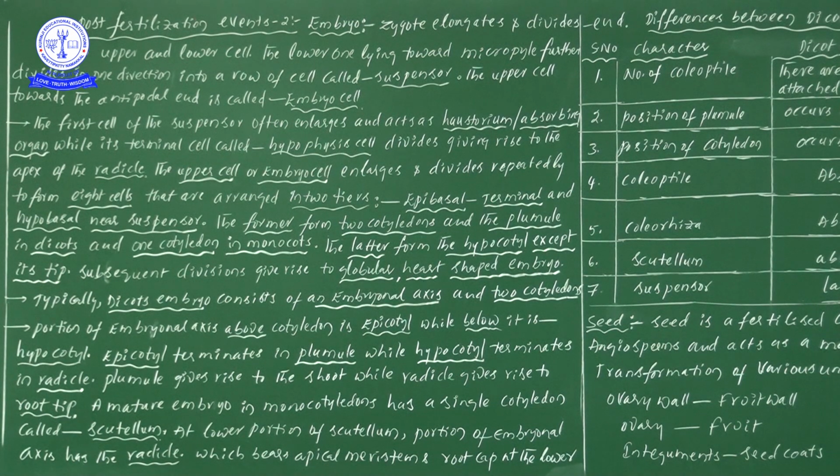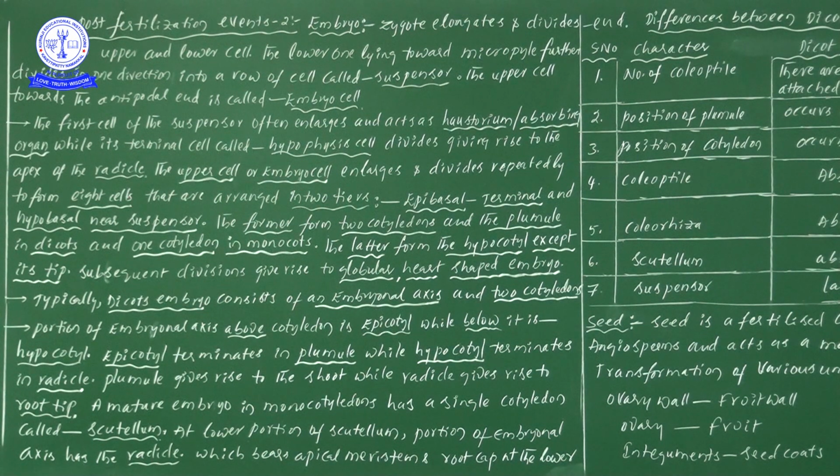Next, the upper cell or embryo cell enlarges and divides repeatedly to form 8 cells. From here onwards we have to learn. The upper cell is the one situated towards the antipodal cells. That embryo cell enlarges and divides repeatedly to form 8 cells.